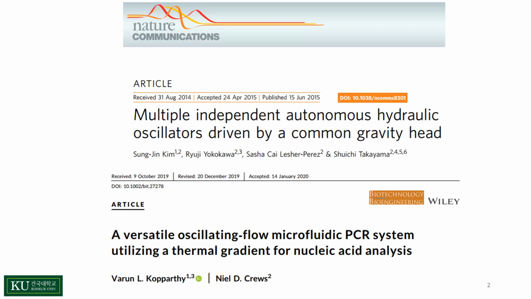Here I presented the references to these papers. One is published in Nature Communications, which is published by our professor. The name of the paper was multiple independent autonomous hydraulic oscillators, which are driven by a constant pressure head. And another paper was published recently. It is the oscillating flow microfluidic PCR chip, which uses a thermal gradient for nucleic acid analysis.